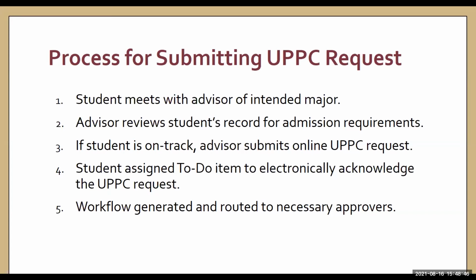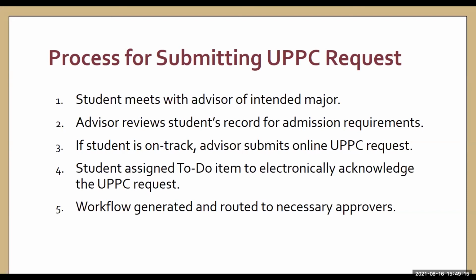And then when you get to this third step, if your student's on track and the major change is something that the student is eligible to do, and you've verified that, instead of doing the paper form and filling in the PDF or filling it in just with a pen, you will access the online form, and from there you'll be able to request the major change for that student. Once you submit that online request, within a couple of seconds, the student is going to get a to-do item assigned to them.